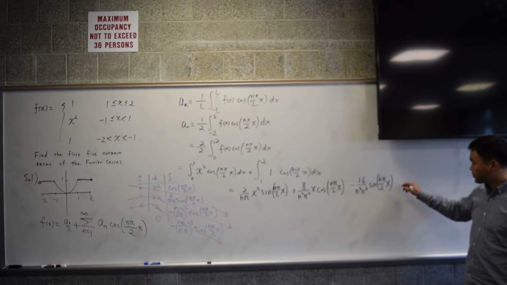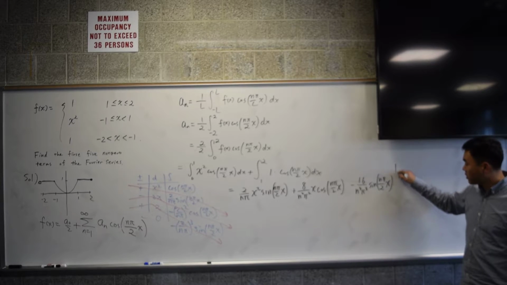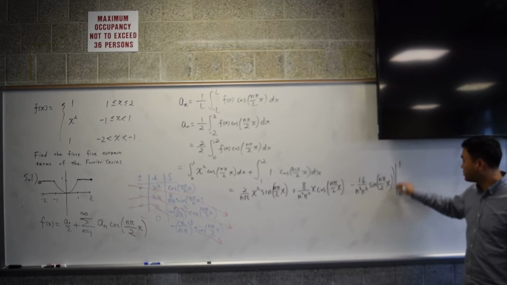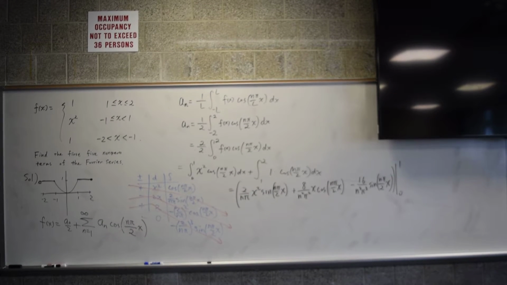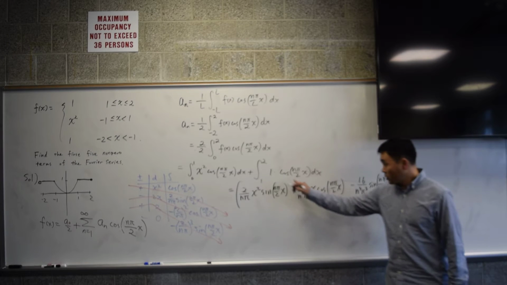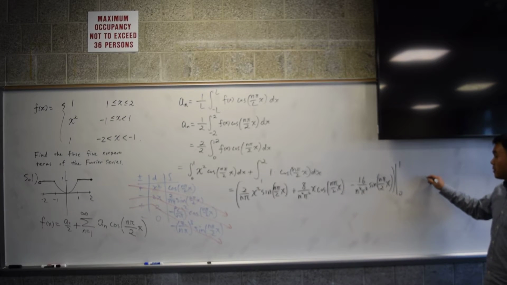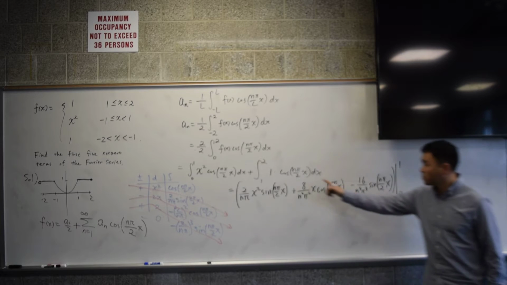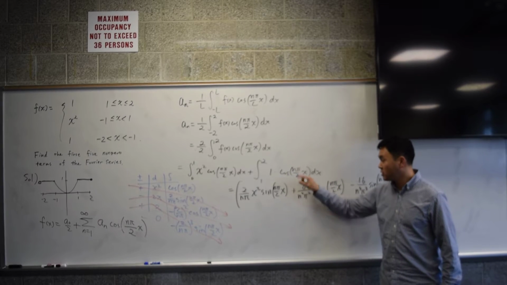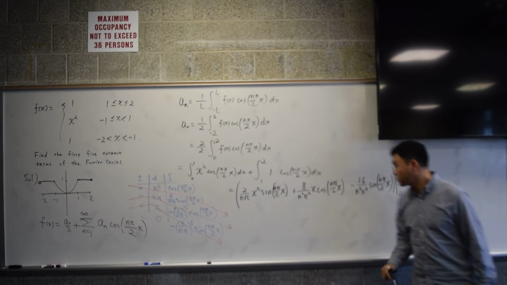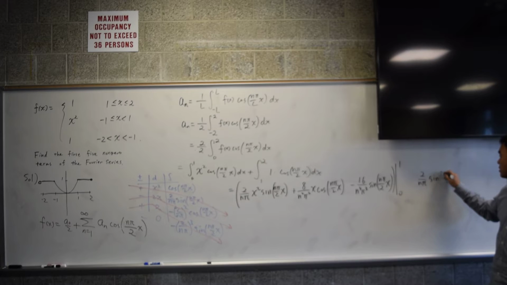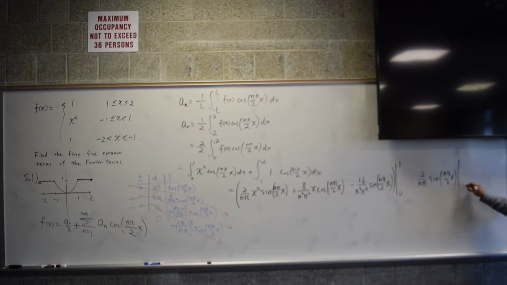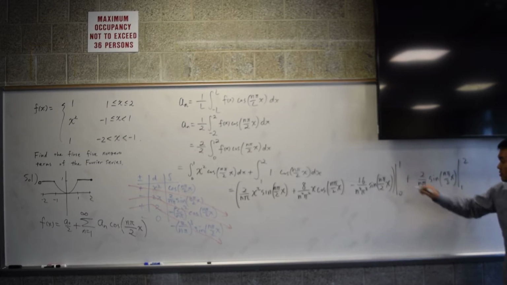And then that has to be evaluated at 0 and 1. That's the first integral. Now for the second integral, cosine integrates to sine, and the coefficient of x should be flipped, and you put it in front, so it's 2 over n pi sine n pi over 2x. And this one you evaluate from 1 to 2. And these two should be added up.